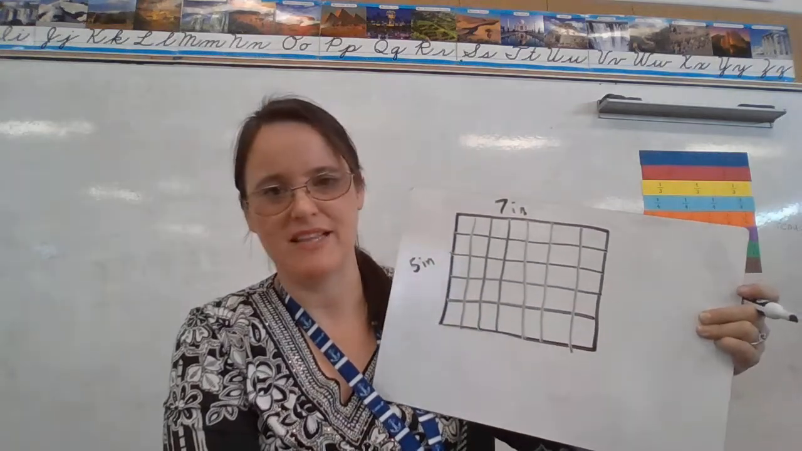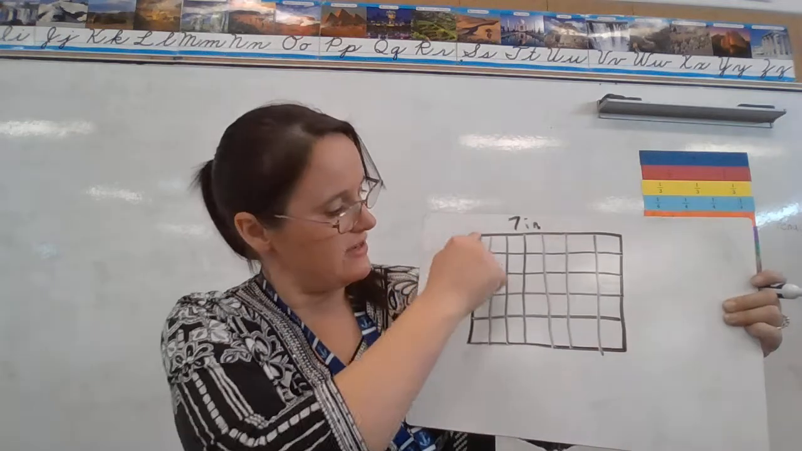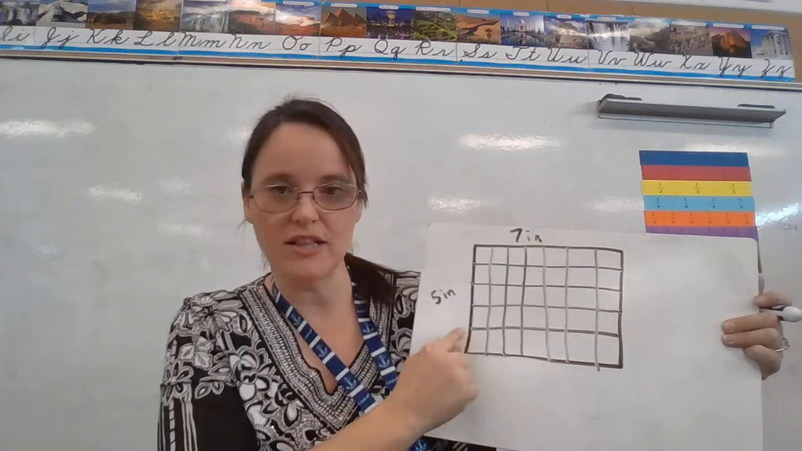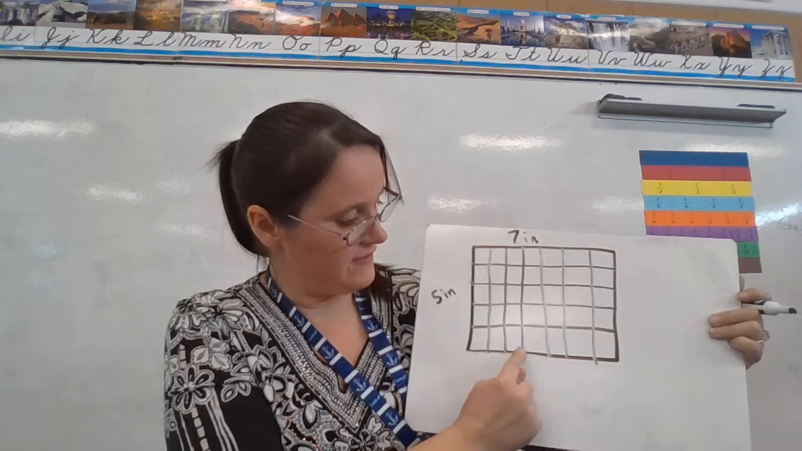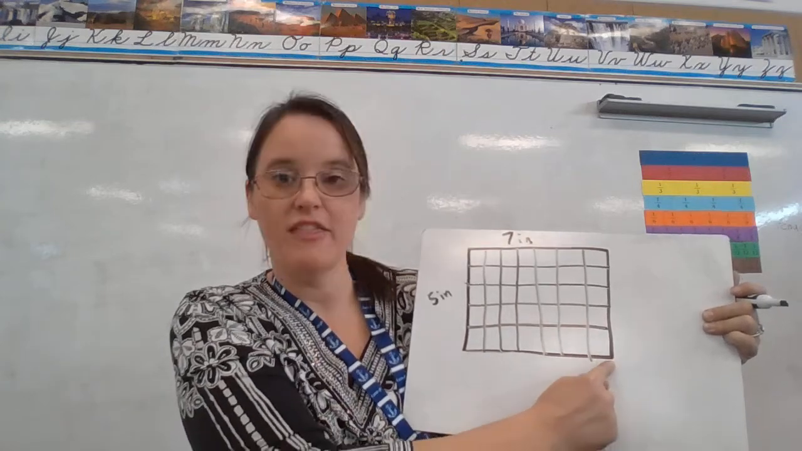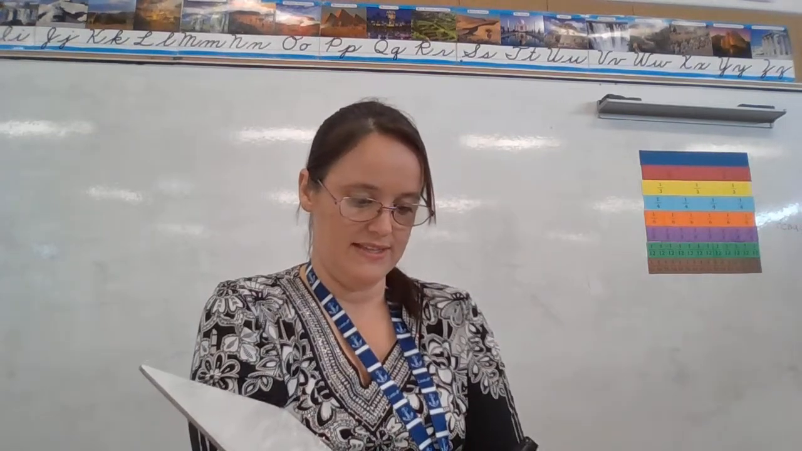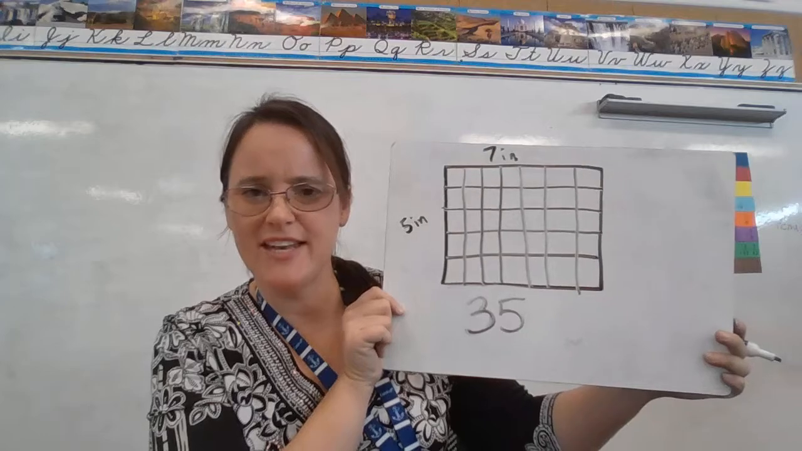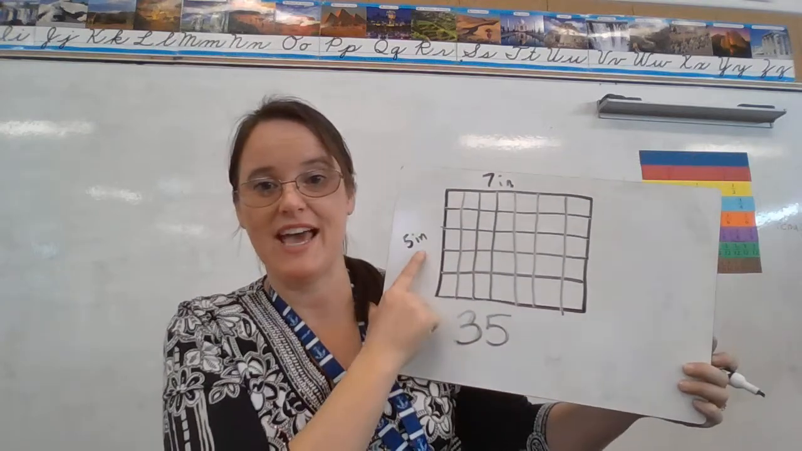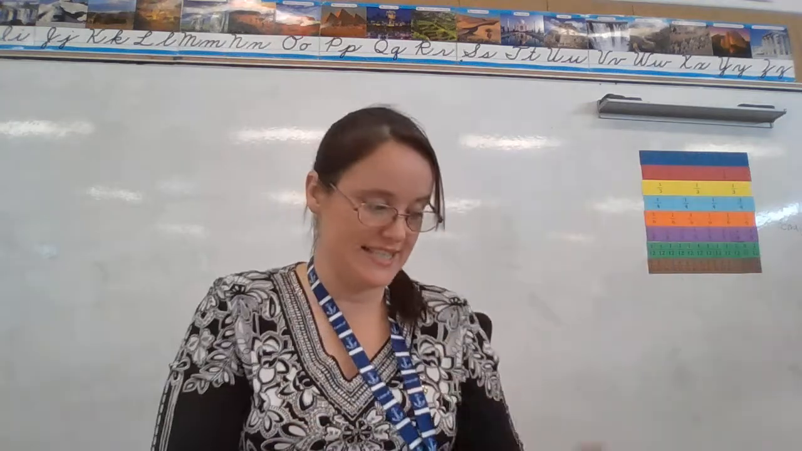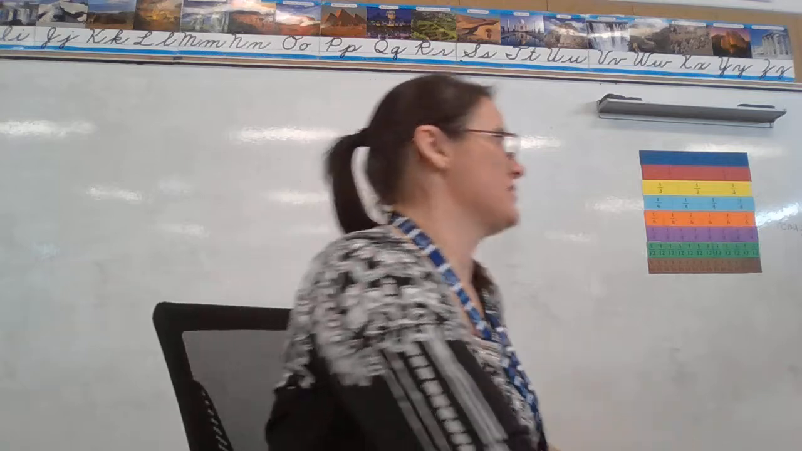So now I could count them by ones, 1, 2, 3. But man, that seems like a lot of work. Is there an easier way? Absolutely, I could count by 5s because each column here has 5 square units. So 5, 10, 15, 20, 25, 30, 35. Is that my answer? Can I just be done with 35? No, absolutely not. We need to have our units, which in this case is inches. And let me show you something real quick.